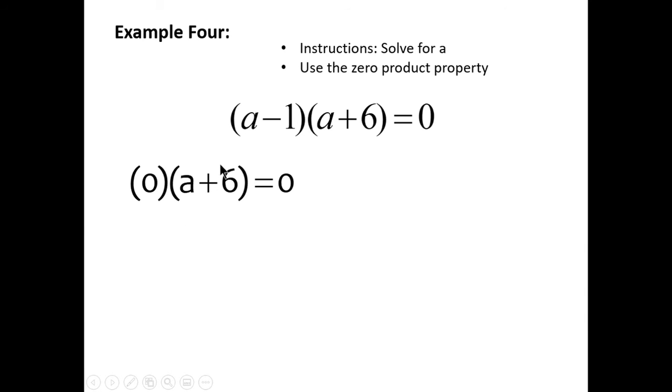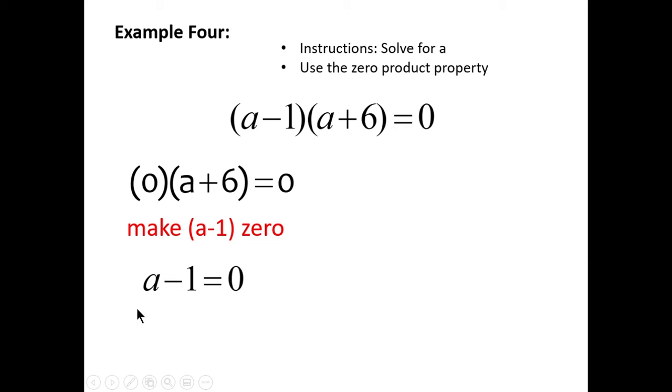0 times a plus 6 is 0. So what would make this thing 0? What if a minus 1 is equal to 0? a minus 1 has to be 0, right? And then this would be true, because 0 times this one gives you 0. So let's turn the a minus 1 into a 0. a minus 1 equals 0. Okay, then this thing here is 0, and 0 times whatever that is gives you 0.